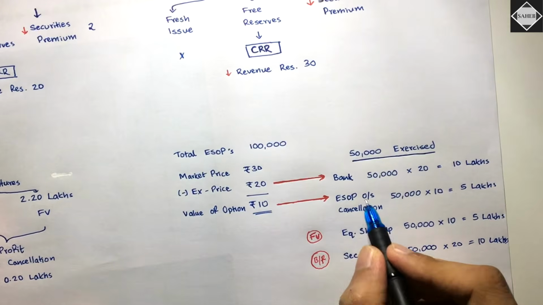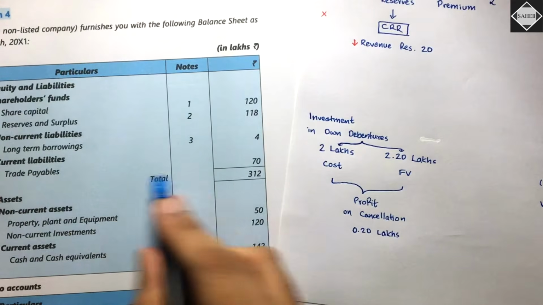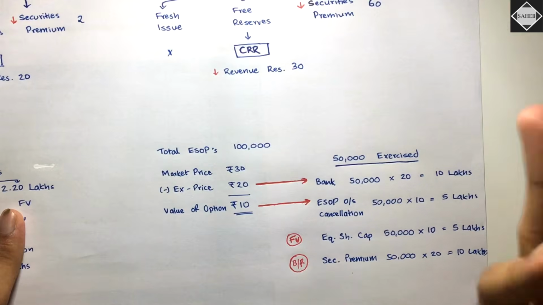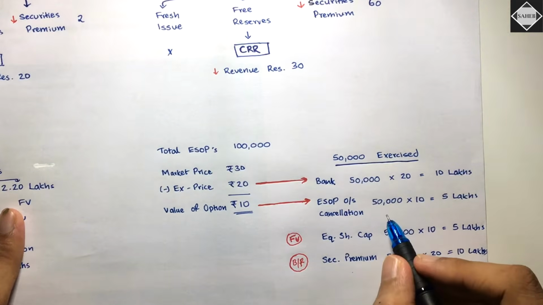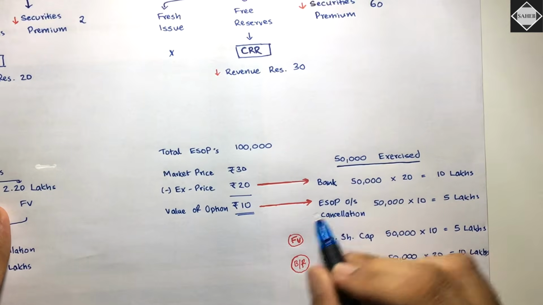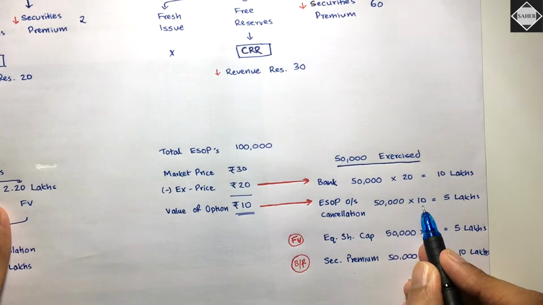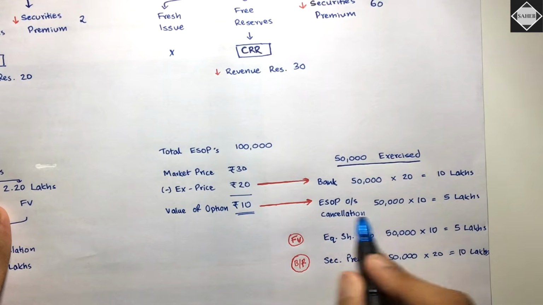And then this ESOP outstanding account which was there, and they are saying it was there in the current liability, yeah, they have recorded it over here. So this you will have to cancel. How do you cancel the liability? You will debit that ESOP outstanding account, debit, okay? And always remember, this account plays its game on value of option, okay? So 50,000 shares into value of option into 10, that's equal to 5 lakhs. Is it clear? Is it clear?